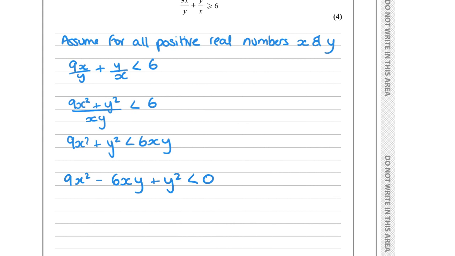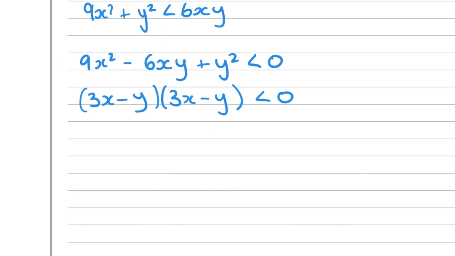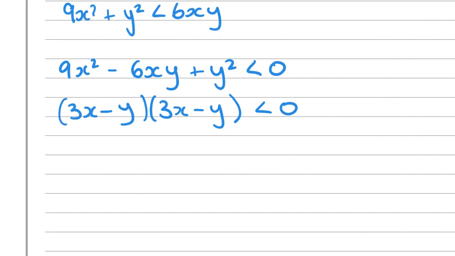Now, can I factorize 9x squared minus 6xy plus y squared? Which is going to give me 3x minus y, 3x minus y, which is less than 0. If you're not sure how to factorize this, you can use your calculator. Just use a equals 9, b equals negative 6, and c equals 1. So we're going to have 3x minus y all squared is less than 0.